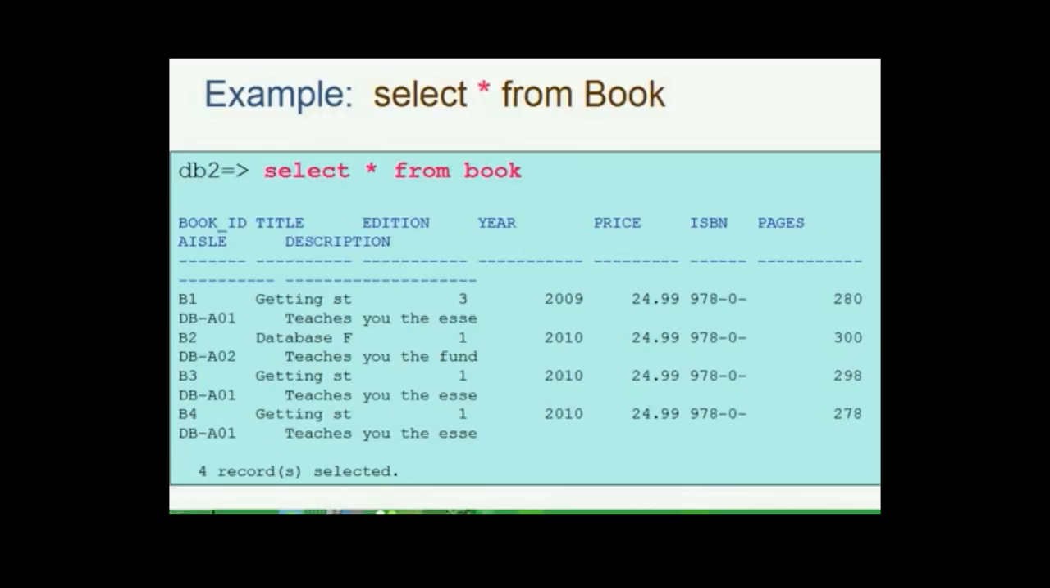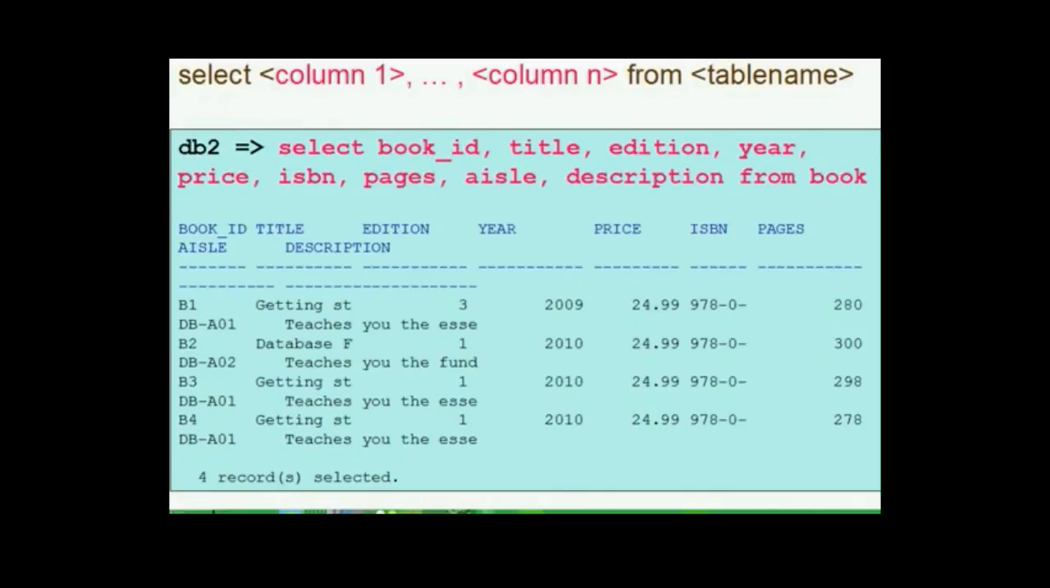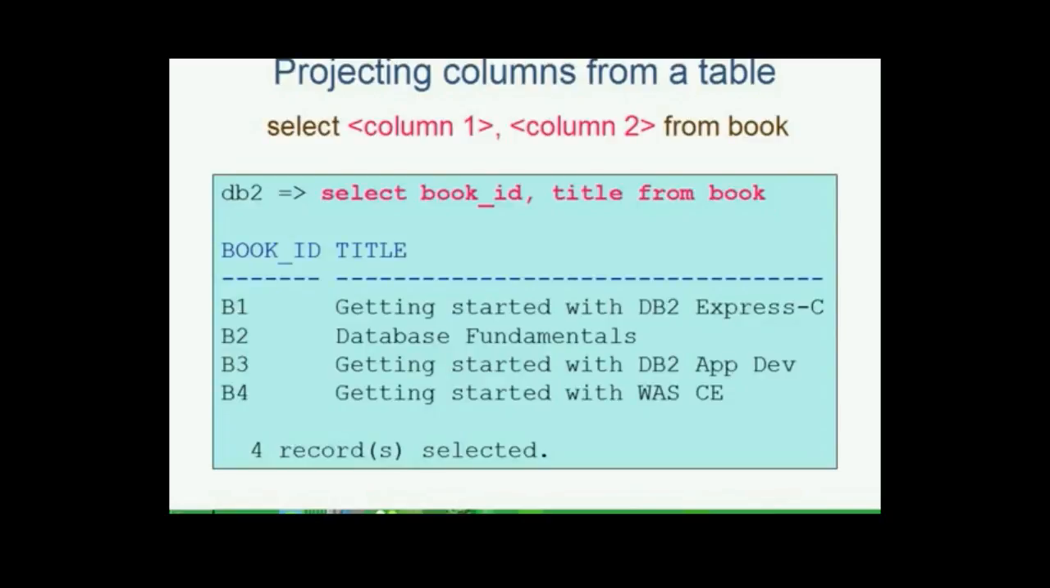We can retrieve data for all the columns by specifying the column names individually in our select statement too. Here is an example of that. The result set is the same as our previous example, but we are using the column names here. Relational databases allow retrieving a subset of columns from a table. In this example, we are retrieving data from just two columns, book ID and title, from the table book.